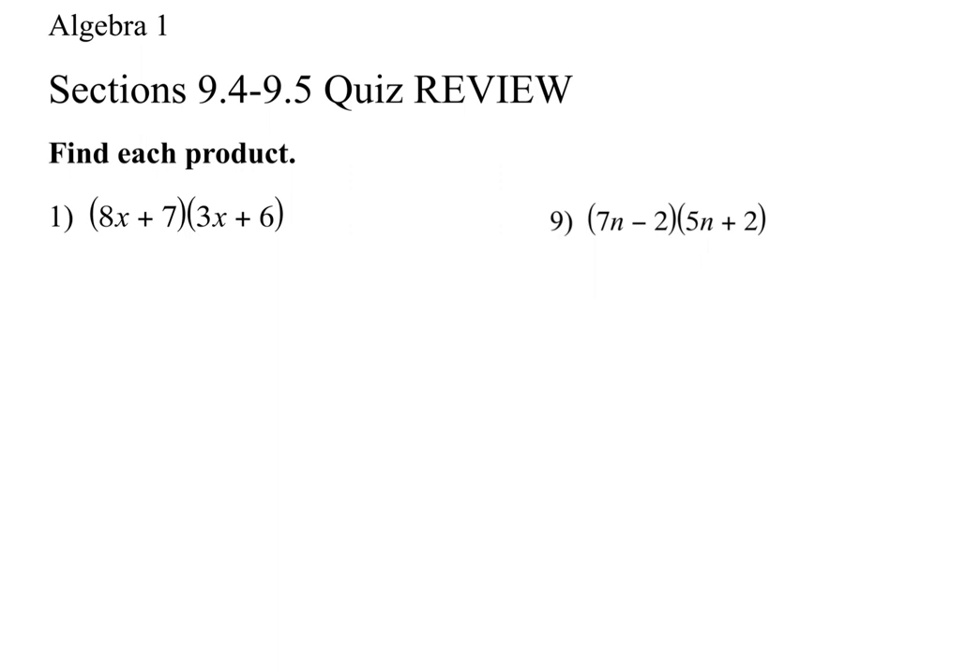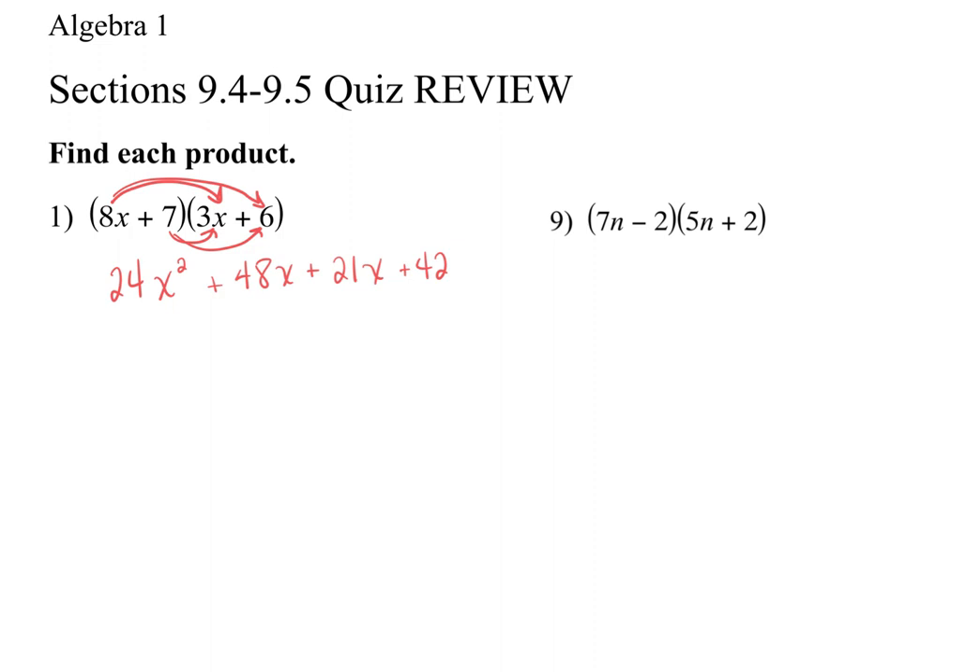This first one is just foiling. So all you're doing is basically repeated distribution here. You're going to take your 8x, and you're going to multiply through to each piece of that second binomial. So 8x times 3x, remember that is 24, and x times x, your exponent goes up, x squared. Then we have 8x times 6. That's going to give us our 48x. 7 times 3x, that's 21x. And 7 times 6, that gives us our 42.